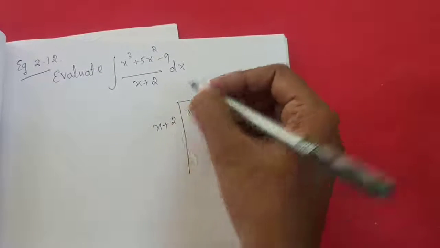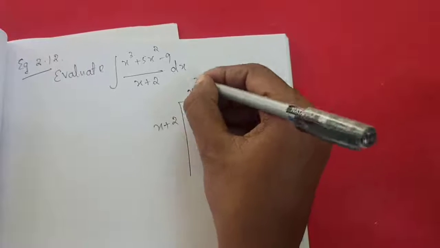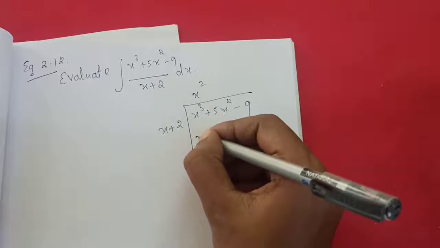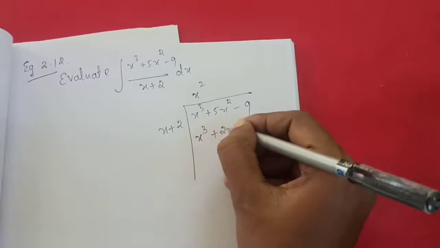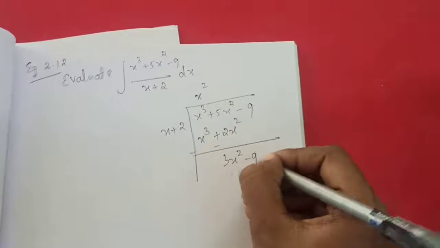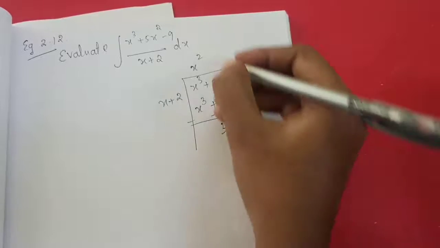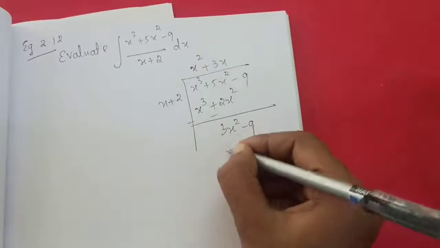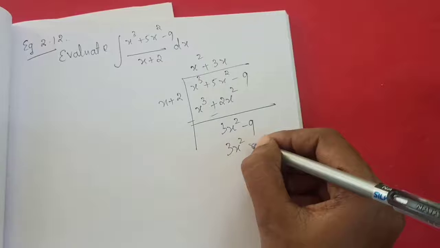So x with how much gives x cube? I will get x square. Is it right? So I will get x cube plus 2x square. Then I change the sign. So I get 3x square minus 9. Then x with how much gives 3x square? 3x. So 3x square.